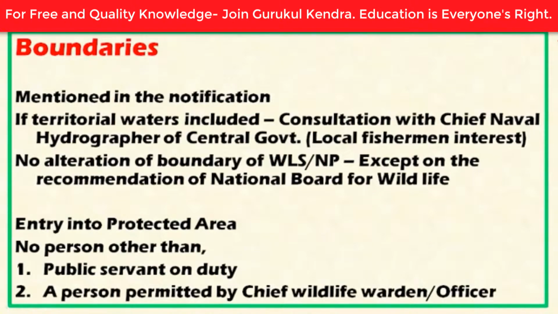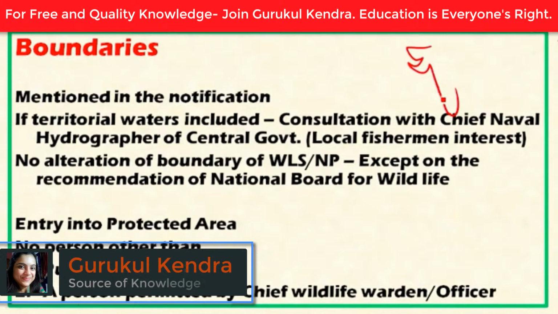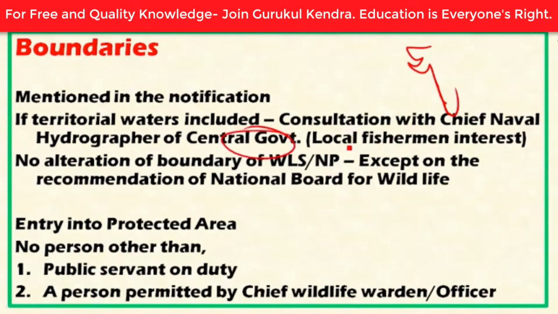Before designating an area, if the territorial water, that is the coastal area, is also included, then the state government must consult with the chief naval hydrographer of the central government to safeguard the interests of the local fishermen, their fishing rights. After safeguarding their interest, the state government may go ahead with declaring the area as a national park or wildlife sanctuary.